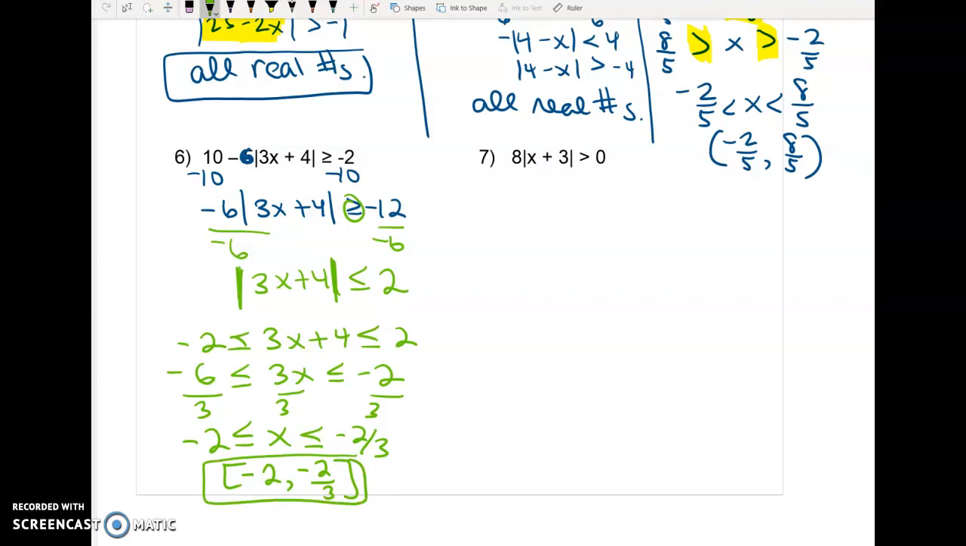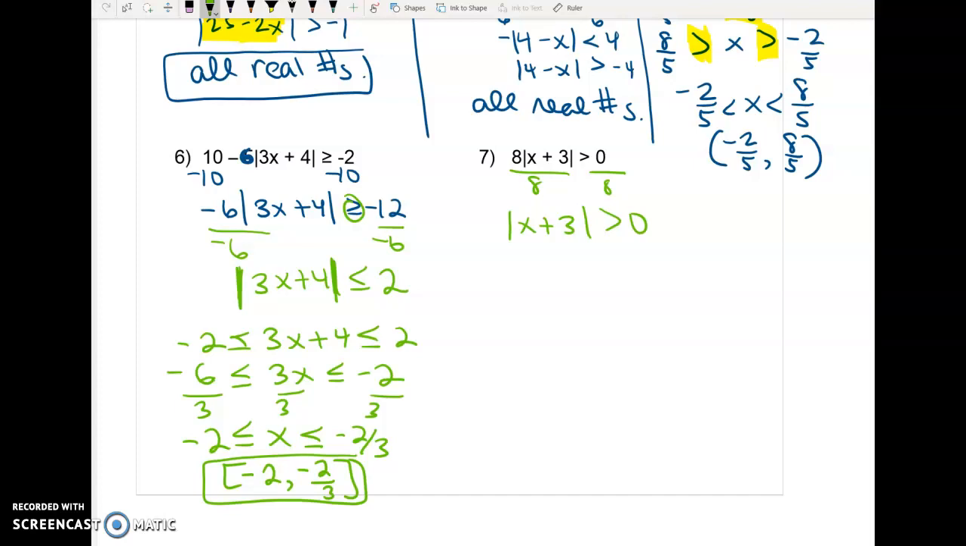All right, number 7. 8 times the absolute value of x plus 3. So if we wanted to isolate the absolute value, divide both sides by 8. Absolute value of x plus 3 is greater than 0. Think about that for a minute. What would you think that the answer would be just looking at this problem? What is the smallest value that absolute value can be? If you said 0, you are correct.